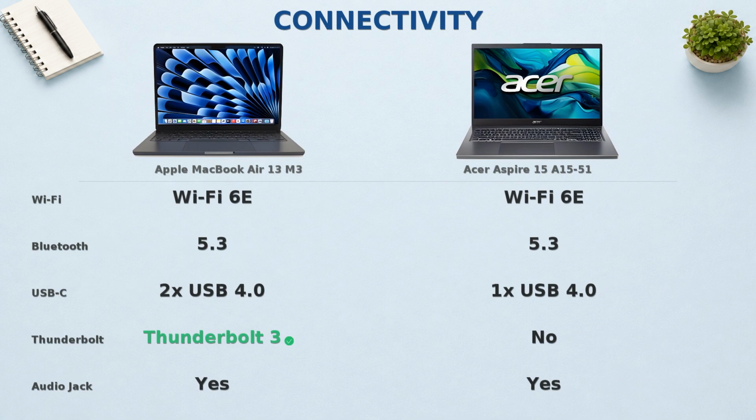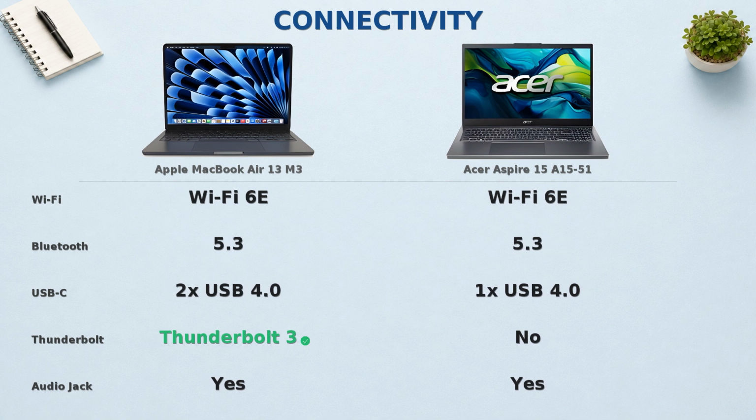Both offer Wi-Fi 6E and Bluetooth 5.3, so your wireless experience will feel identical whichever you choose. The MacBook Air gives you 2 USB 4.0 ports, while Aspire only offers one, which means less juggling of accessories. Thunderbolt 3 on the MacBook Air lets you connect high-speed drives or displays, while Aspire lacks this option entirely. Both include an audio jack, but the MacBook Air's extra ports and Thunderbolt support make connecting gear much simpler.